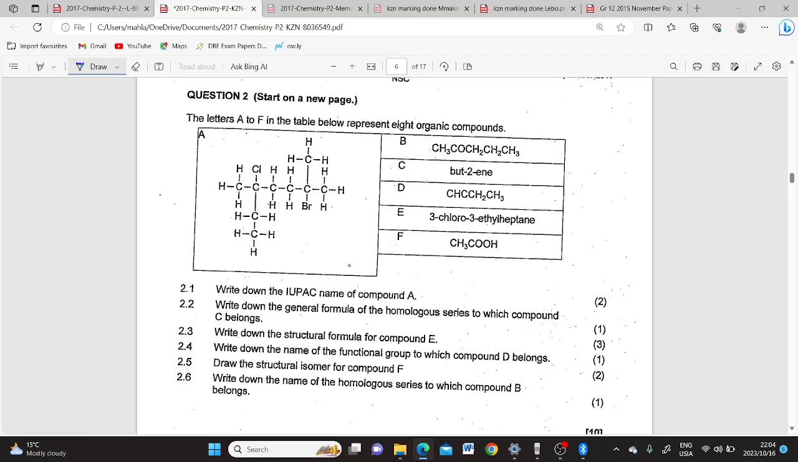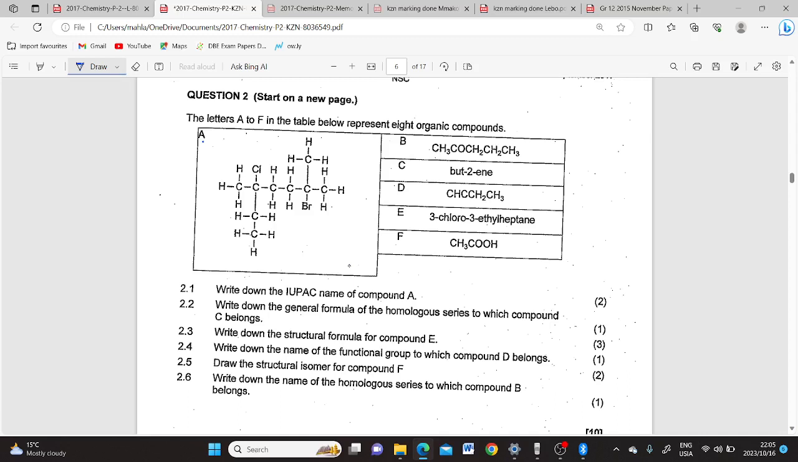Alright, now let's continue and check question number 2. Now they say the letters A to F in the table below represent 8 organic compounds. We have A up to F. Now let's get the question and then we'll refer to the diagram. Write down the IUPAC name of the compound A.